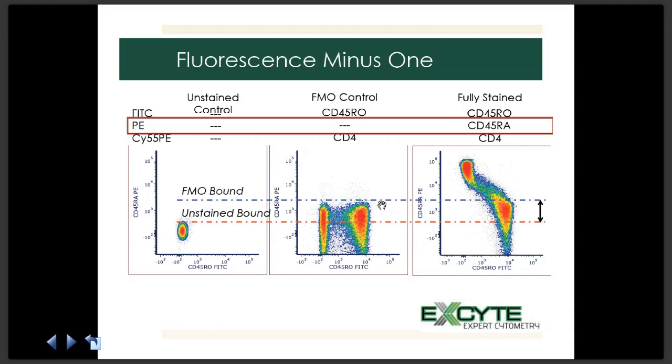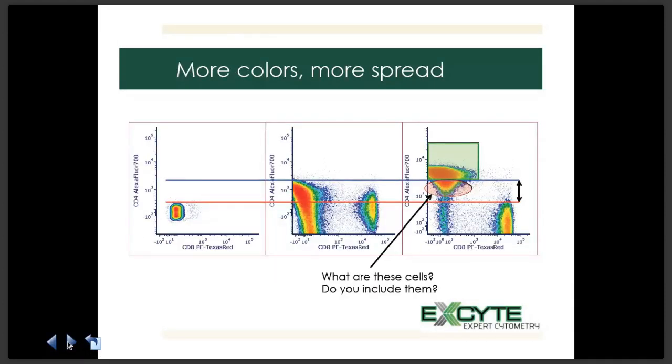So the true gate is shown here by this blue line, the FMO control, FMO bound. This delta between the red and the blue line is often referred to as the spread of the data. And this is a spread caused by using the fluorochromes on your cells and seeing how they affect the fluorescence in a specific channel. As the number of colors increases, the spread can get wider.